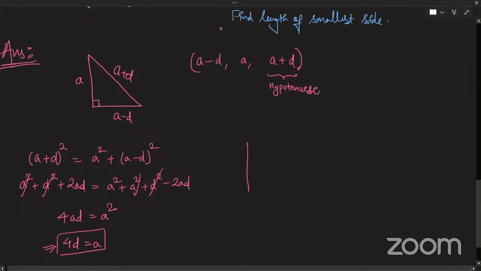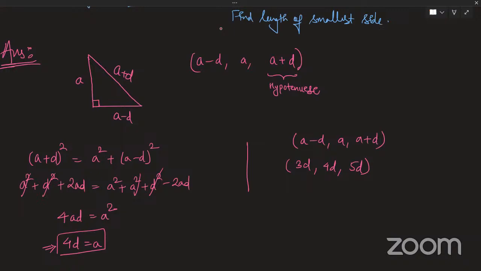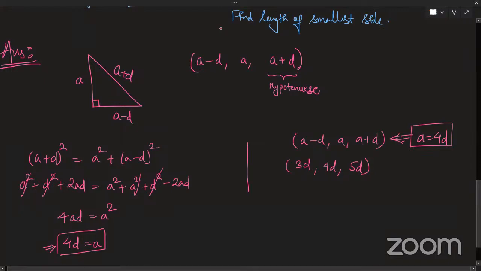My a is equal to 4d. So I just substitute it back here. So it is a minus d, a and a plus d. When I substitute a is equal to 4d, it is 3d, 4d and 5d, right? Instead of a, see, my a is equal to 4d.